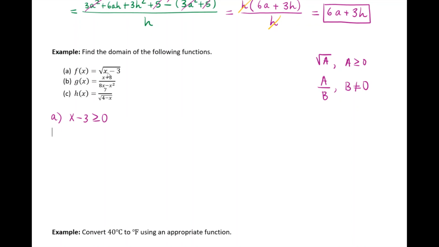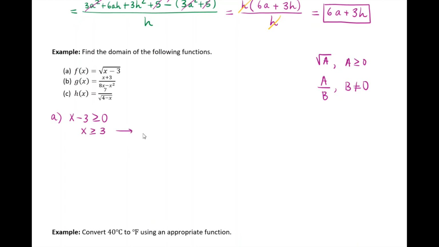For example, you cannot plug in 0. That will make it negative. You cannot plug in 2. That will make it negative. The expression under the square root is negative, so it's not defined. That means we have to plug in values larger than 3. We can see that x minus 3 should be greater than or equal to 0, so x should be greater than or equal to 3.